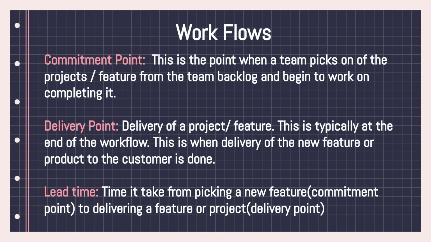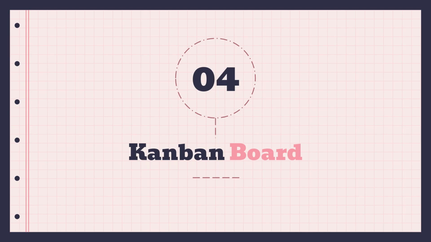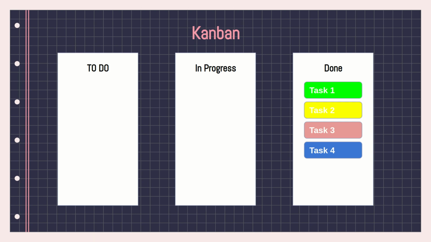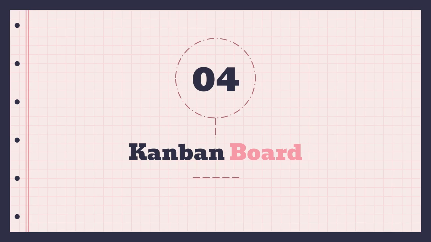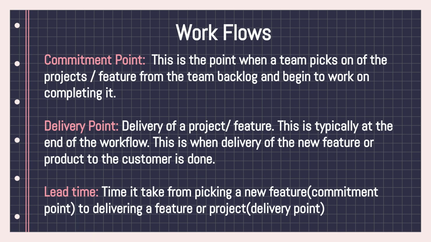Delivery point of a project or feature. This is typically at the end of the workflow. So this is when the delivery of the new feature is done to the customer or the client, basically. So we have the different columns and swim lanes, and you move from to do swim lane to in progress and then to done. After done, that's probably when the feature is delivered to the customer, right? So that's the point of delivery, and we call it a delivery point. The delivery point is mostly the last swim lane in our workflow.